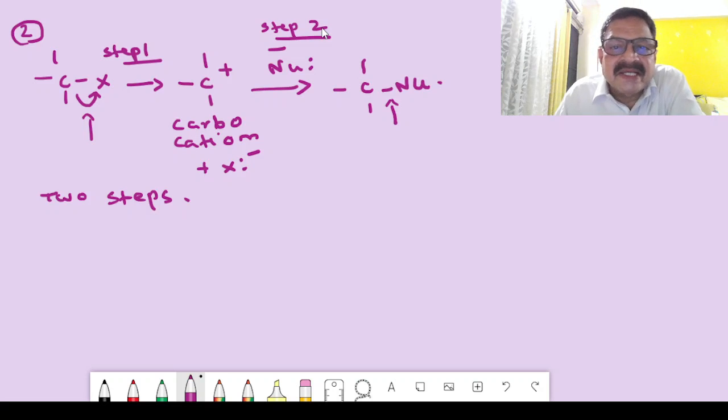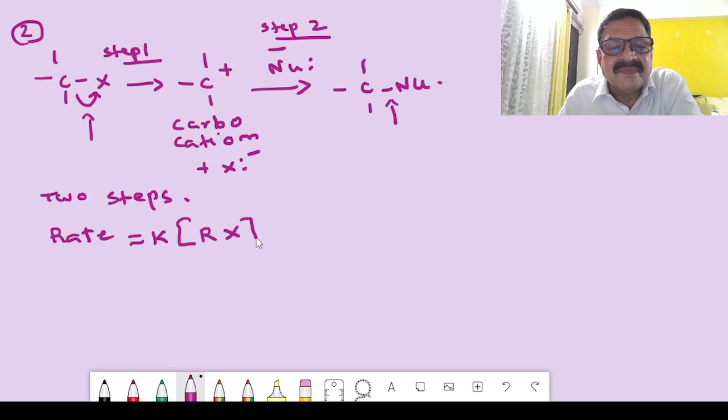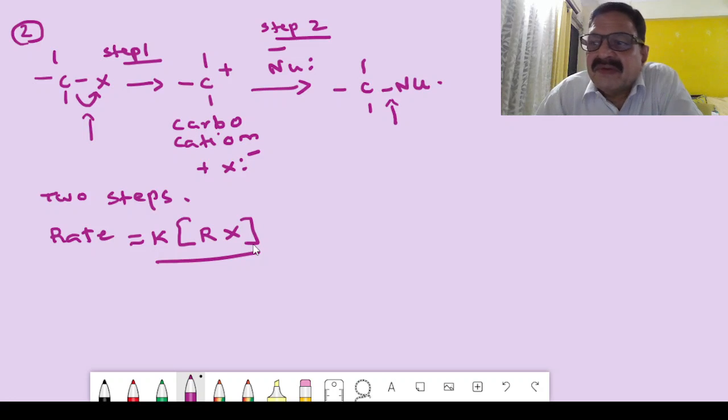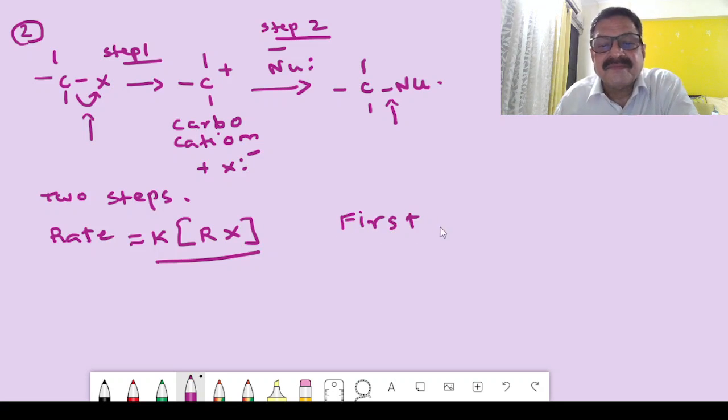Now there are two steps involved. The rate of the reaction is equal to k times [RX], that is, the concentration of the alkyl halide. We are concerned with only one reactant here. The rate depends upon the concentration of only one reactant. Therefore, it is first order kinetics, and it is unimolecular.